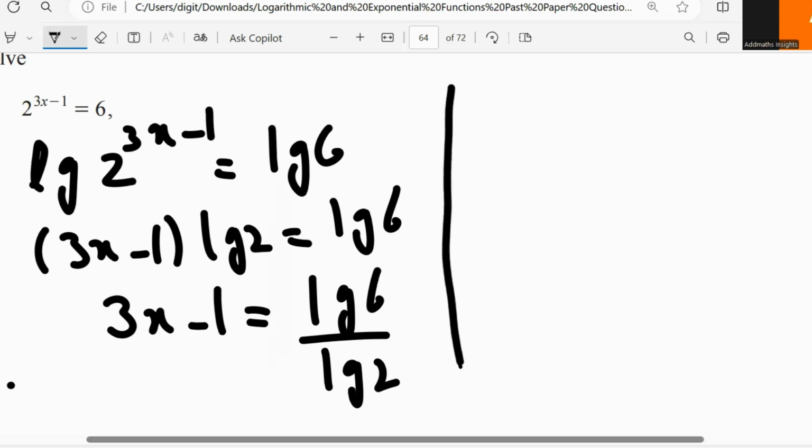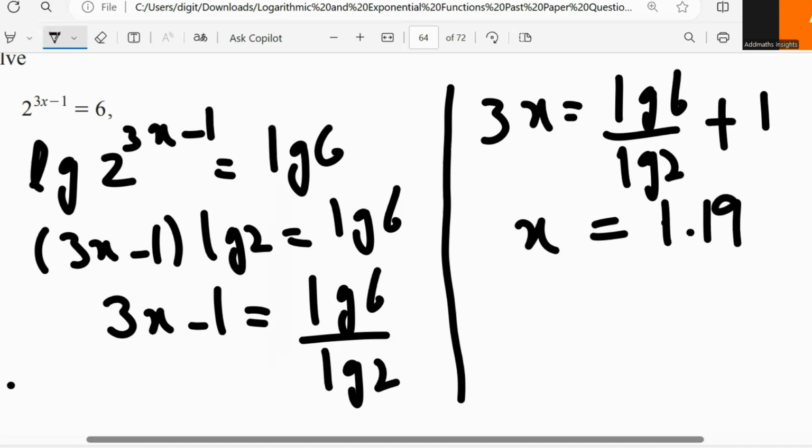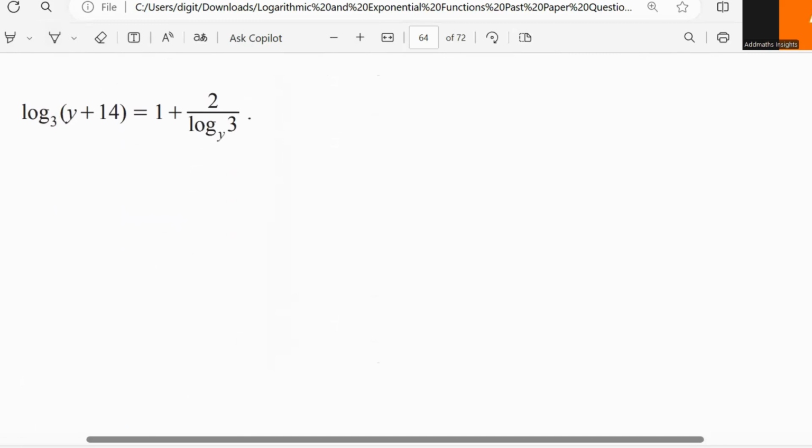Then you can write here 3x is equals to LG6 over LG2 plus 1. And first you solve this whole expression and then divide the answer by 3. Then your final answer should be 1.19. Now we move to next question.